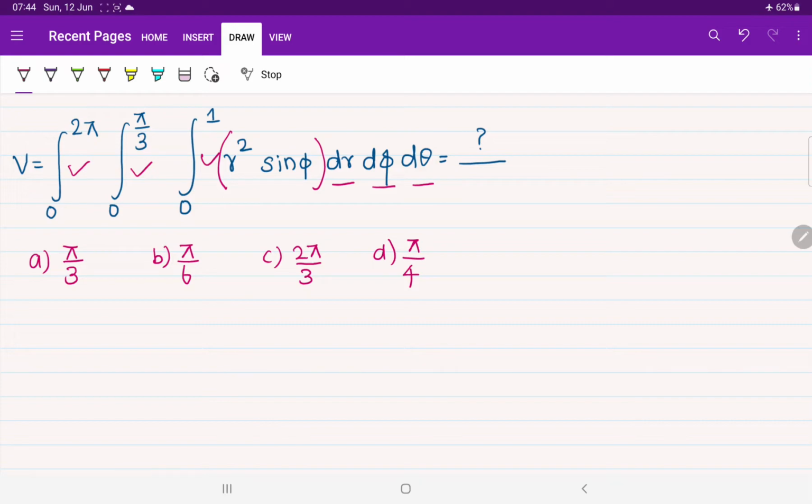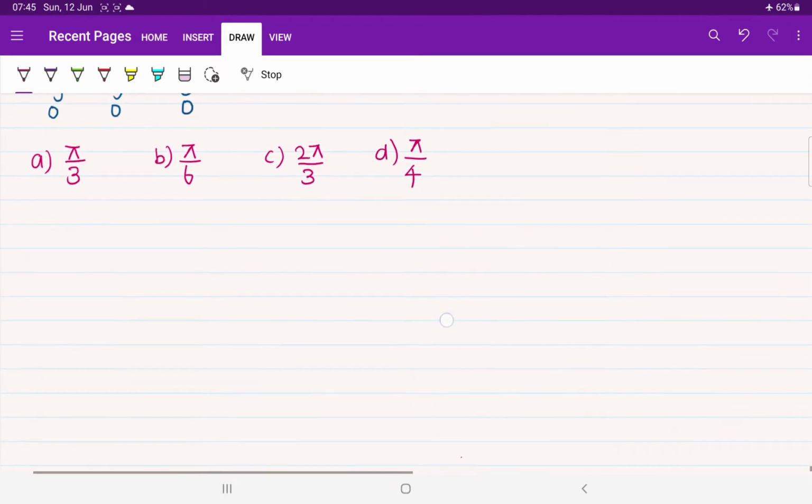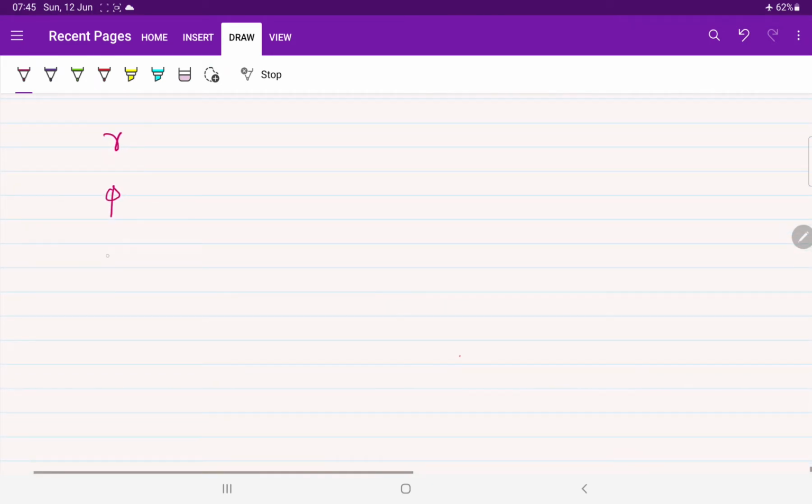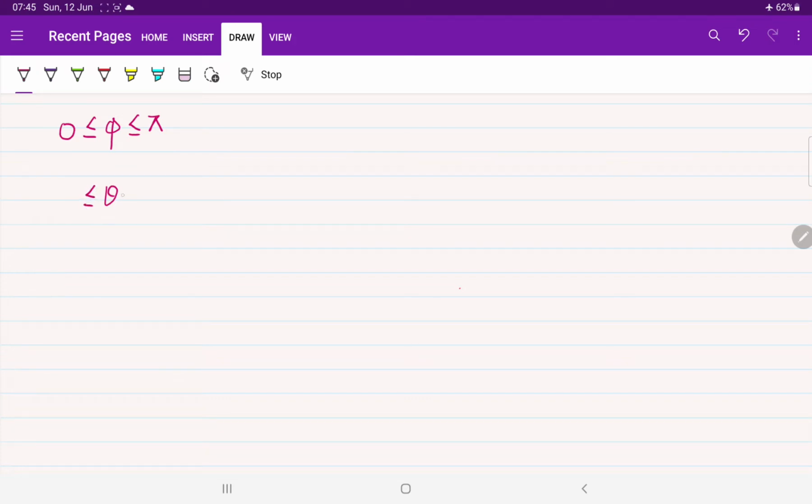Let's start integration. Before directly entering into the solution, it is very important to know the general range of these three limits. If you observe, they have given three variables here. One is called r, another one is phi, and another one is theta. What is the actual range? The actual range of r is from 0 to infinity. The actual range of phi is from 0 to pi. And the actual range of theta is from 0 to 2 pi.